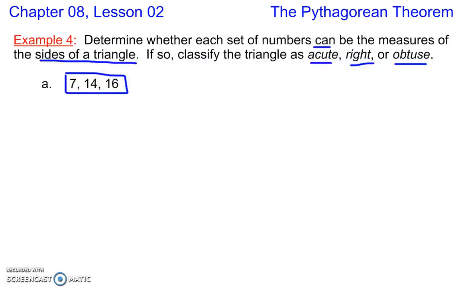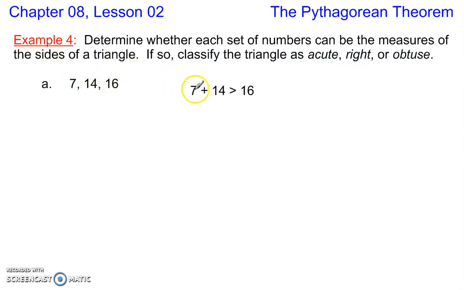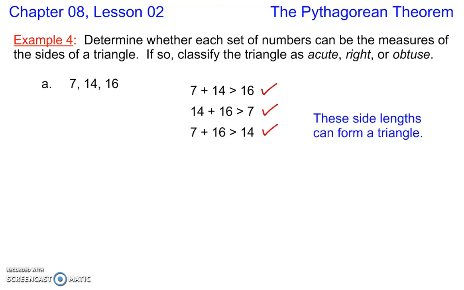Okay, and so let's check to see. 7 plus 14, if we add those two up, that's greater than 16, so that's good. Now let's check the other sides. 14 plus 16 is greater than 7, and 7 plus 16 is greater than 14. Okay, so that works. So we can form a triangle with these sides.